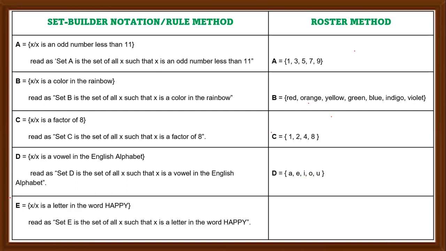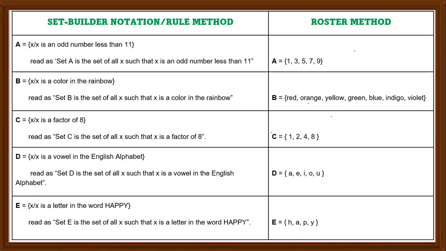And last example, we have this. Read: set E is the set of all x such that, remember, pag tinawag natin such that, yun po yung basa dito sa slash na to. Such that x is a letter in the word happy. Ibig sabihin yan, yung mga letra daw na nasa salitang happy. So, naka-describe siya or that is set builder notation. So, ililista natin siya using the roster method. That is now our answer. We have set E is equal to {H, A, P, Y}.